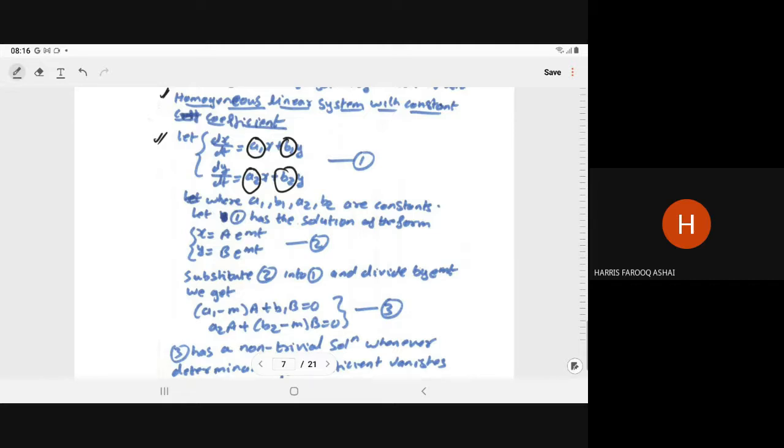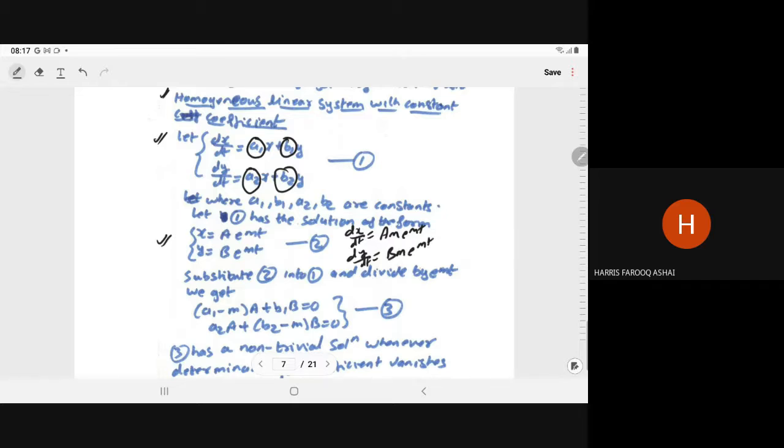Let one have the solution of the form. So there also we have taken the solution of this form. So here we are taking the solution x is equal to a e to power mt, y is equal to b e to power mt. So from here you will have dx by dt is equal to a m e to power mt, and dy by dt is equal to b m e to power mt.